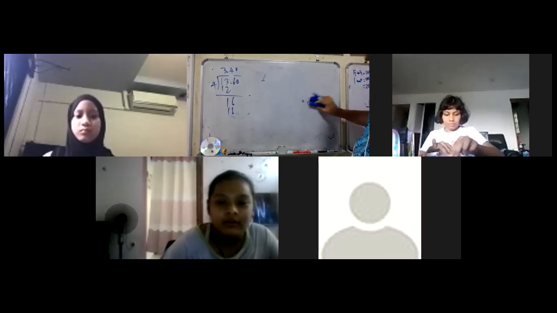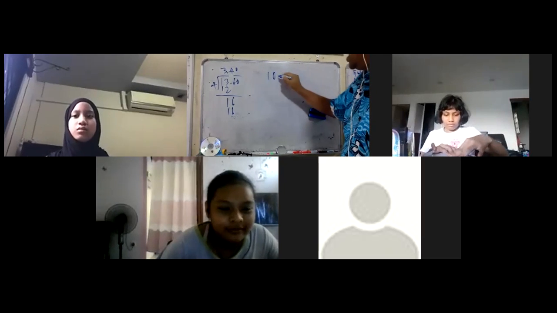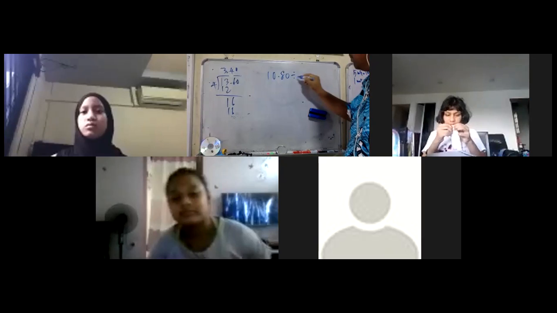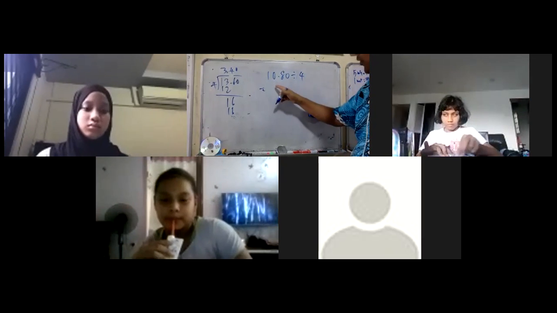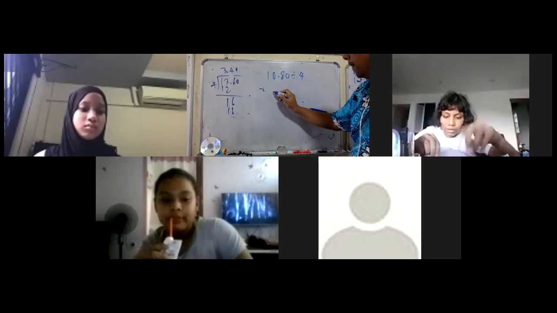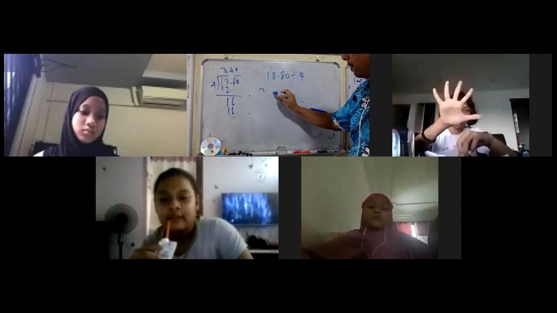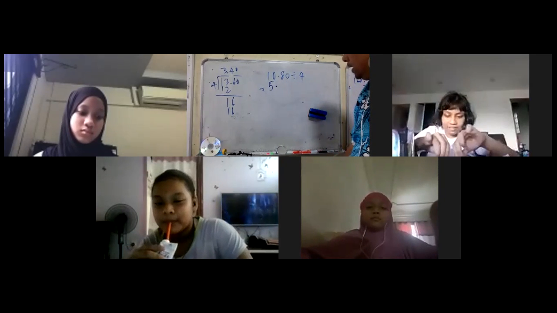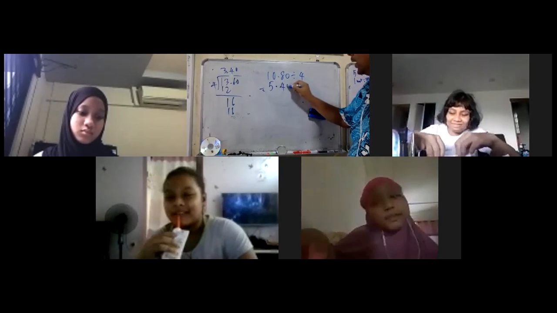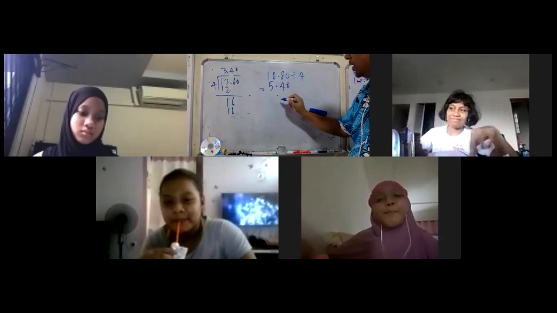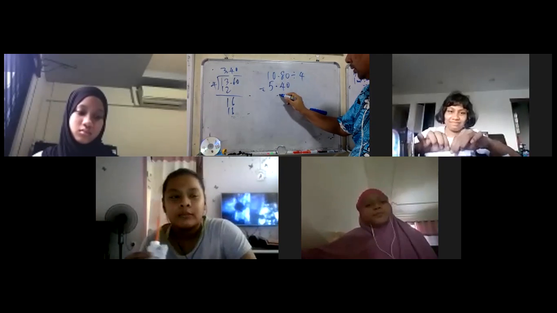Okay, let's say we try now this one. $10.80 divided by 4. Okay, you divide this by 2 first. What is half of 10? 5. Good. Half of 80? 40 cents. Good. Now you divide by another 2. Half of 40 cents? 20 cents.